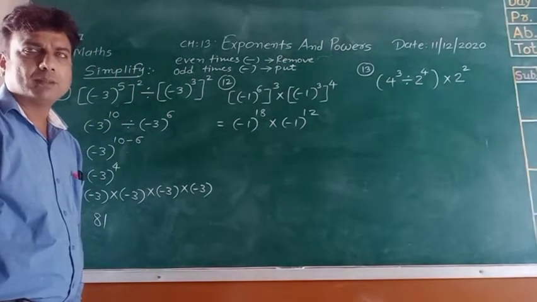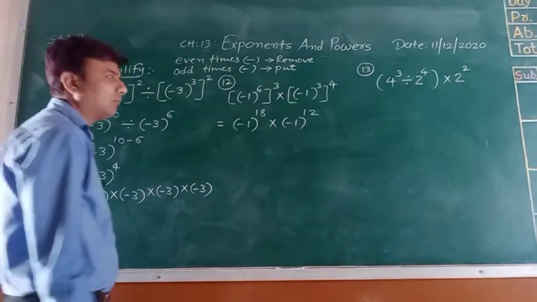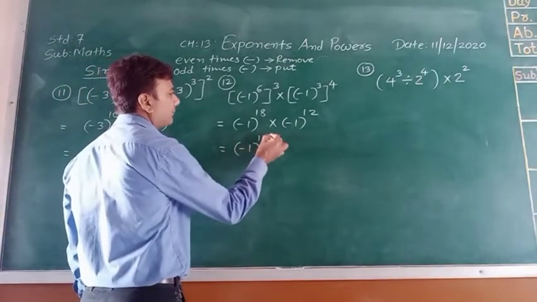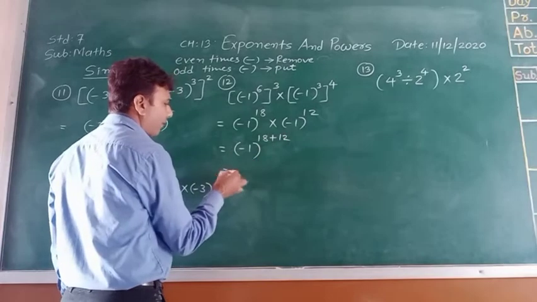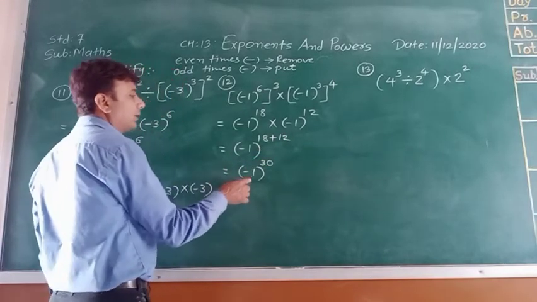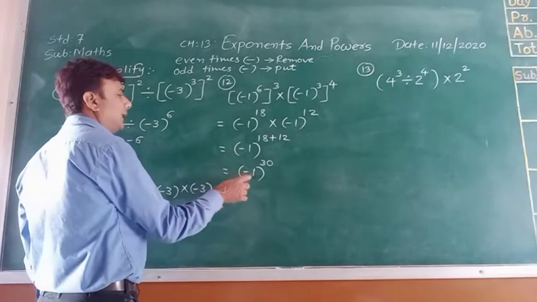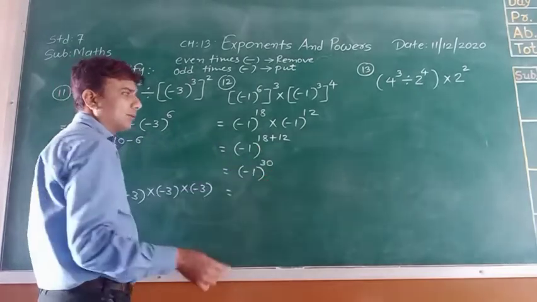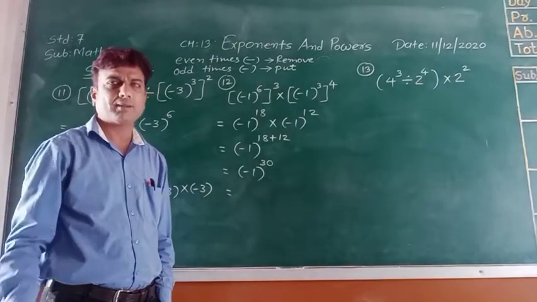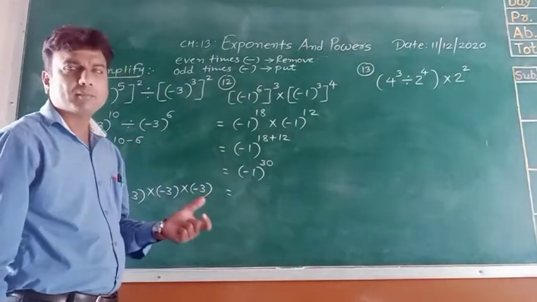Same base, multiplication, sum of their powers: minus 1 to the power 18 plus 12, and 18 plus 12 is 30. So in short, we have to write this minus 1 thirty times: minus 1 multiplied by minus 1 multiplied by minus 1, thirty times. So one answer will come.